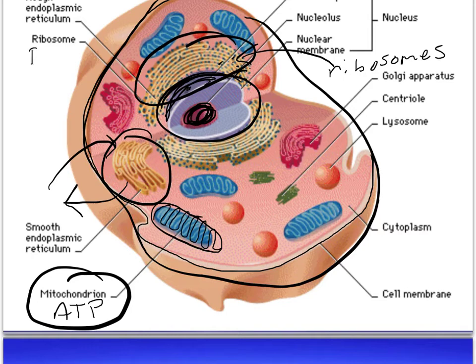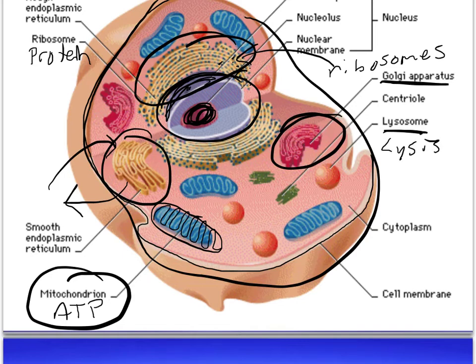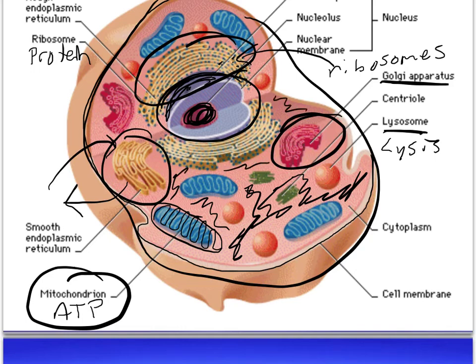The ribosomes are responsible for making proteins. The endoplasmic reticulum is responsible for transportation. The Golgi apparatus is this pink thing, and we'll talk more about that in a second. The lysosome is responsible for destroying things that aren't supposed to be there. It does what we call lysis, which means to split. All the fluid that fills the area in between all of these organelles, this gel-like substance, is called the cytoplasm.